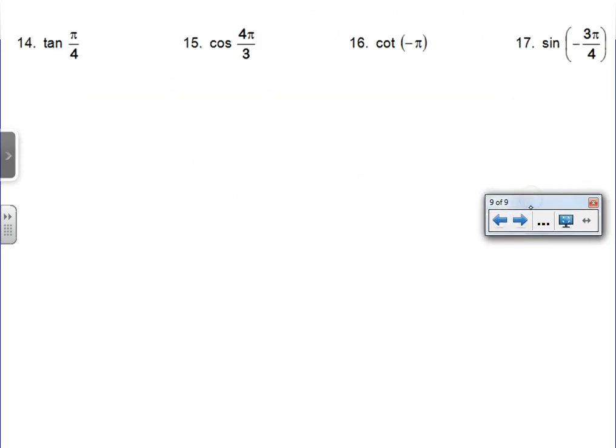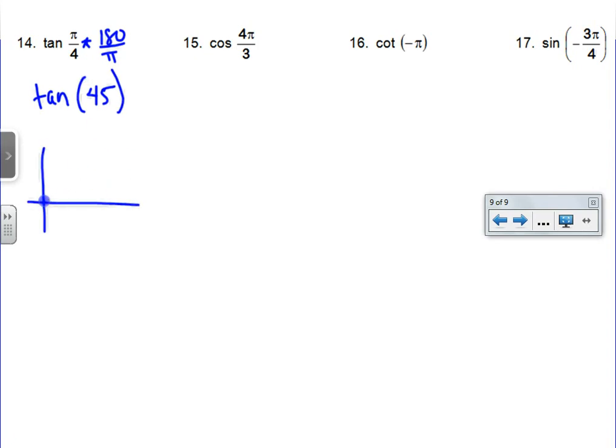Okay, let's keep going. Tangent of pi over 4. Maybe you don't like pi over 4 because it's radians. How could you rectify the situation? Could you convert it by multiplying by 180 over pi? On your calculator, the pi's cancel, so what's 180 over 4? This is really the tangent of 45. Okay, so draw 45 degrees, which would be like right here.